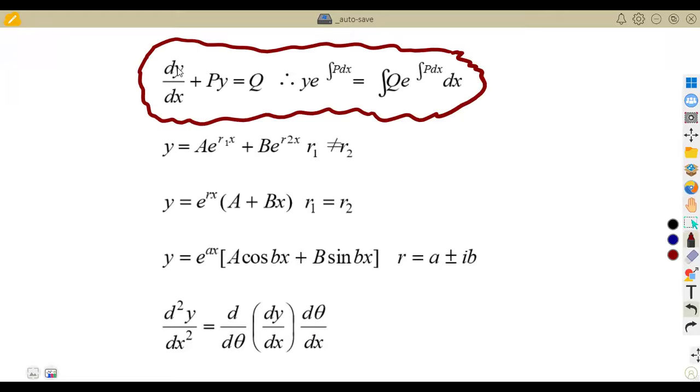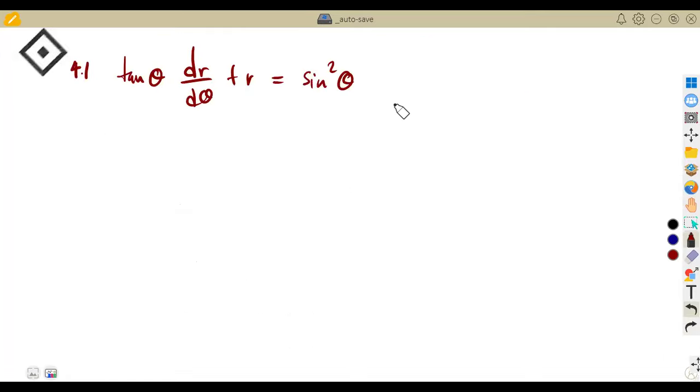The derivative of y with respect to x, that is dy dx plus py. But this one is given in terms of r and theta, dr d theta. So it means y is going to represent r, and theta is going to represent x. Wherever there is x, we're going to write theta. That is the condition. So I'm going to explain that in terms of r and theta, because we are given this in terms of theta.